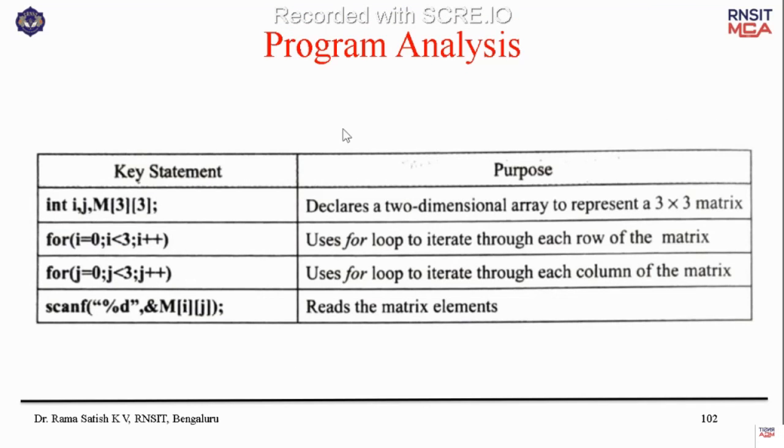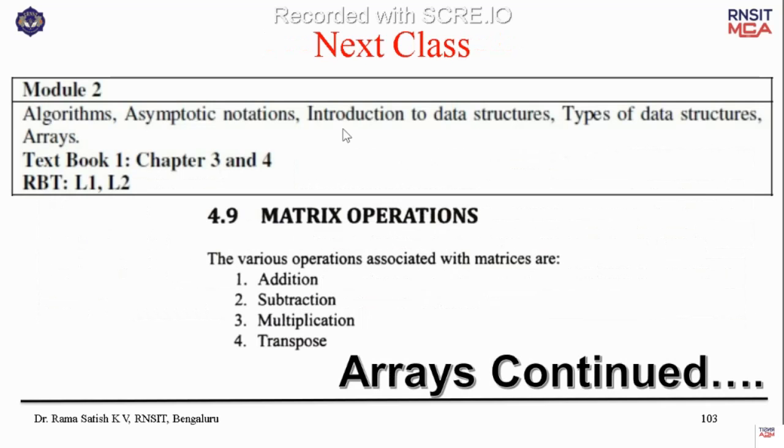We use i, j and m as the variables: m to declare the matrix, and i, j for looping. The i loop is for row by row iteration, and the j loop is for column iteration. Many times we use scanf to scan the matrix elements, that is &m[i][j]. For printing, without the ampersand, just write m[i][j] and it is going to print it. So this is about the program.